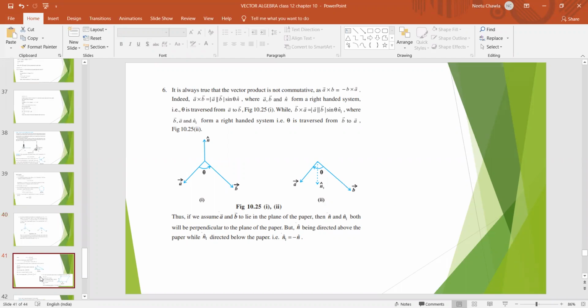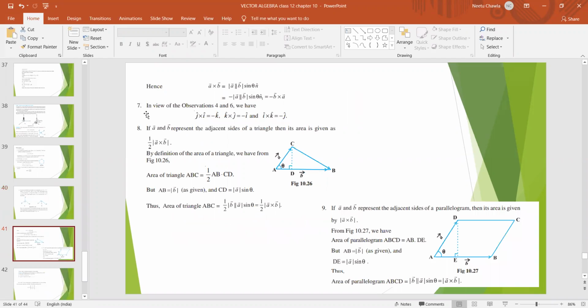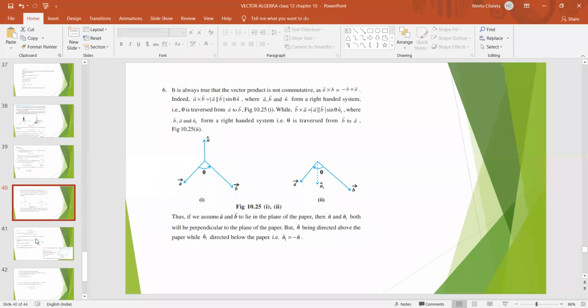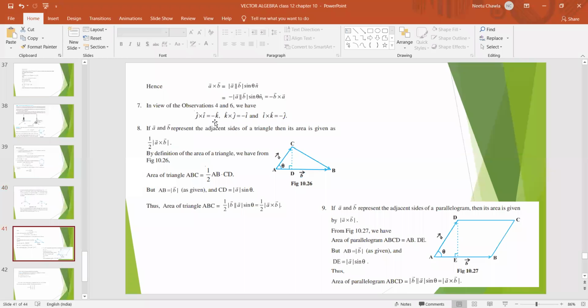Let's see the other things. In view of observations 4 and 6, what were observations 4 and 6? Let's see here. These were the observations. I had shown you 5 and this was the 6th one. We have j cross i, वही जो बताया था कि अगर direction change हो जाती है, then a minus sign is introduced. j cross i becomes minus k, k cross j becomes minus i, and i cross k becomes minus j.